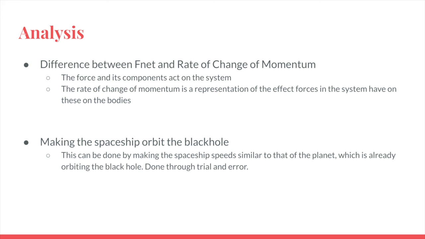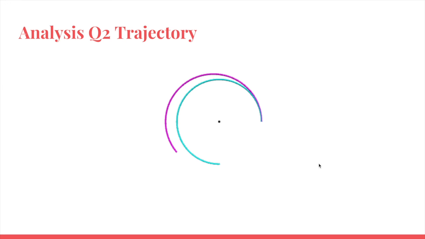And for the second part of making the spaceship orbit the black hole, I did this by making the spaceship speed similar to that of the planet, however, not letting it collide with it, so its orbits aren't the same. And I did this through trial and error. And in this next slide, you can see how their trajectories are similar but are not crashing into each other, but they're both orbiting the black hole. And that is the end of lab 3.